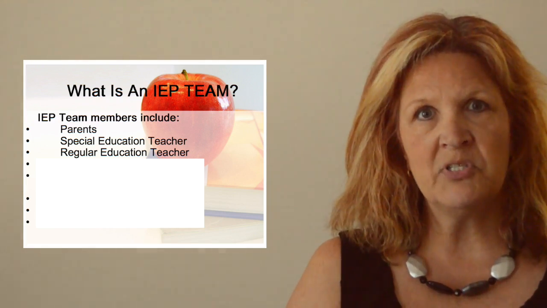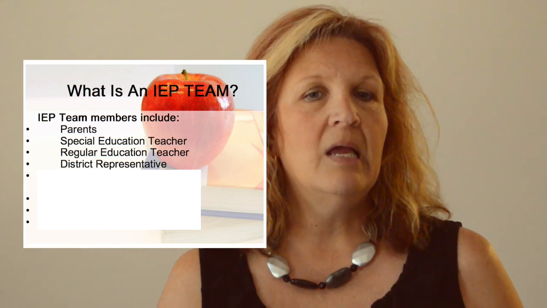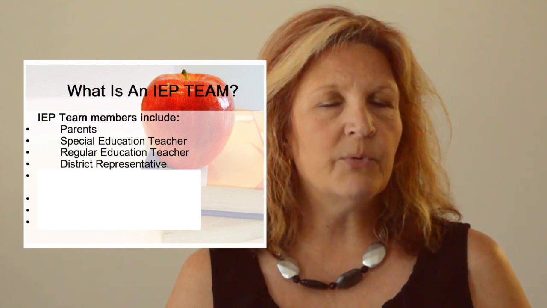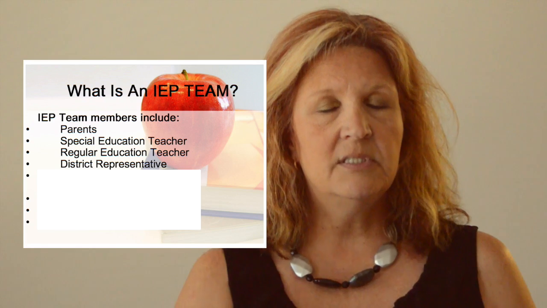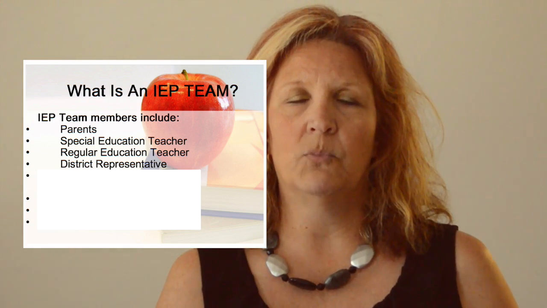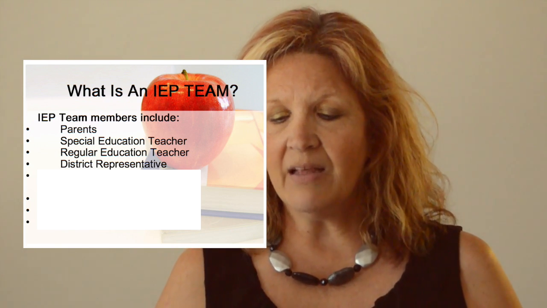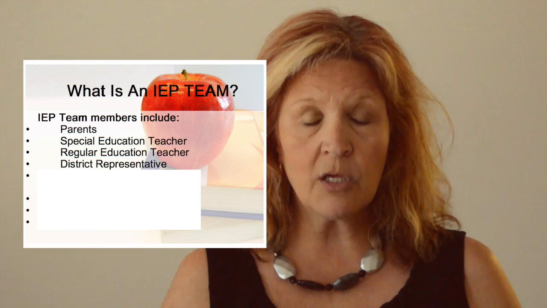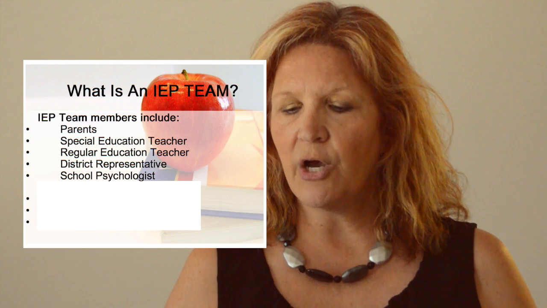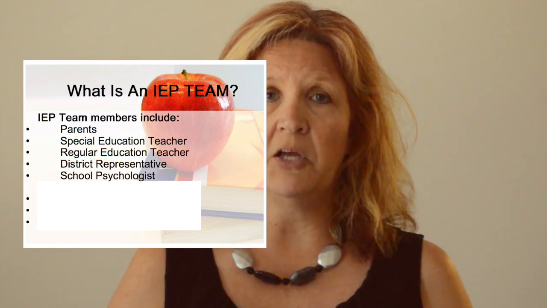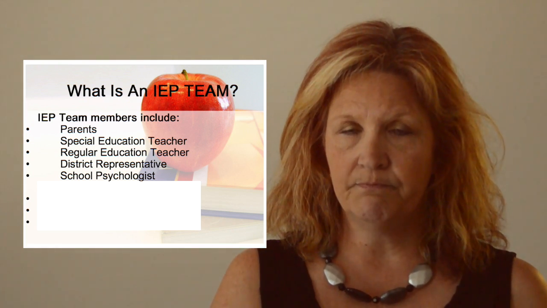We need to include a district representative. And this is somebody who is very familiar with the general education curriculum, as well as is very familiar with the resources that are available in the district and can actually deploy those resources, put those resources in place for your child's IEP team meeting. And then lastly, we need to include someone who can go over the evaluation results. That is typically the school psychologist. So they're going to be able to talk to you in detail about what the evaluation is really saying that your child needs from an academic and functional standpoint.